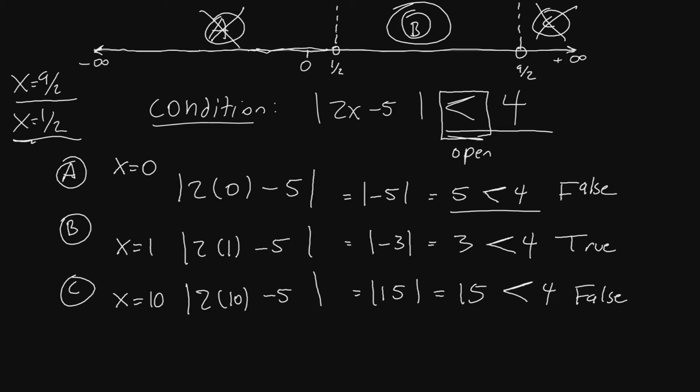So there's only one region that fits the condition, region B. And so our answer will be region B, which is 1/2, 9/2, both with open parentheses. And that's how you solve the inequality.